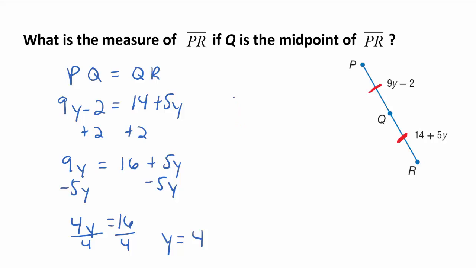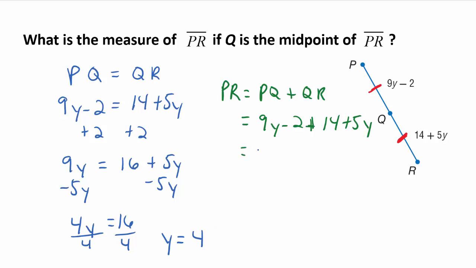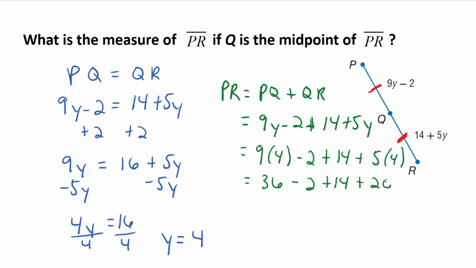And remember, PR is PQ plus QR. Okay, we can plug those back in. 9y minus 2 is PQ. QR is 14 plus 5y. Since we know y is 4, let's go ahead and plug that back into the equation. 9 times 4, minus 2 plus 14 plus 5 times 4. 9 times 4 is 36, minus 2 plus 14 plus 20. And if you do the math there, the answer to the question, what is the measure of line segment PR? That answer is 68.